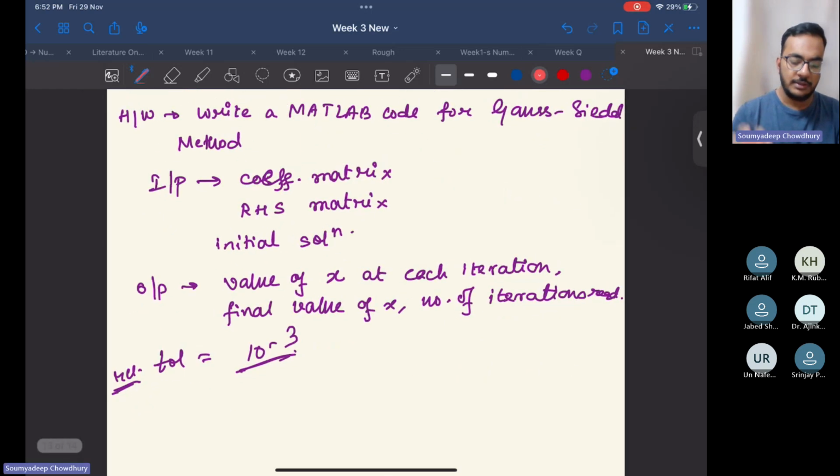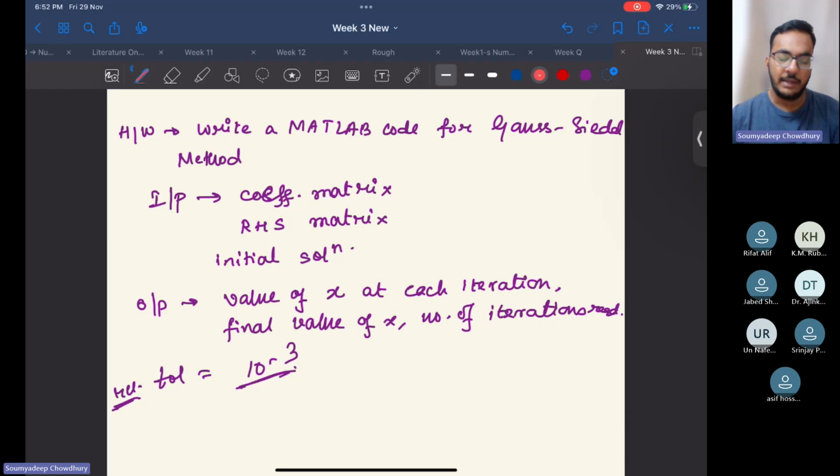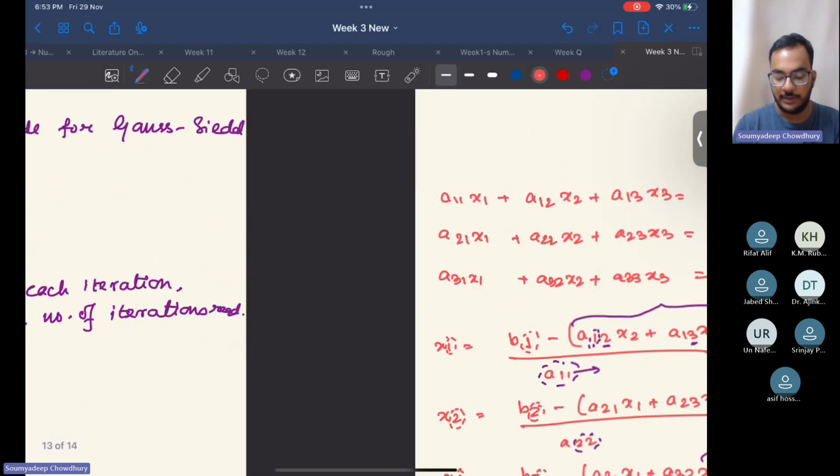In the last class there was some network issue, so I could not complete this discussion. Today I will show you the MATLAB code for the Jacobi method, and then we will discuss. We'll try to understand the Jacobi method MATLAB code. I'll show you the output, everything, the plot for the solution. Then for the next class, the homework will be to submit a MATLAB code for the Gauss-Seidel method. Once you do the Gauss-Seidel method, we can compare the Jacobi method and the Gauss-Seidel method, and you have to report the number of iterations, the value of x at each iteration, and the final value of x.